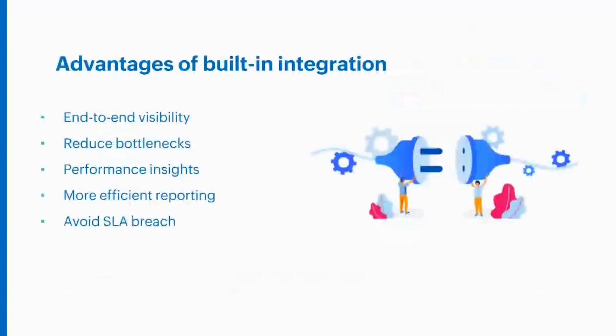So what are all the advantages of this built-in integration? With these built-in integrations, you have end-to-end visibility. If a ticket is created for an event, it will have all the data of the particular server or the attribute in which the threshold is violated. With the help of this information, you can reduce the bottlenecks and take timely action for these alerts. The main focus is towards the SLA breach. With the help of this integration, you can avoid the SLA breach. And in case you're looking for efficient reporting, we have Analytics Plus as well.